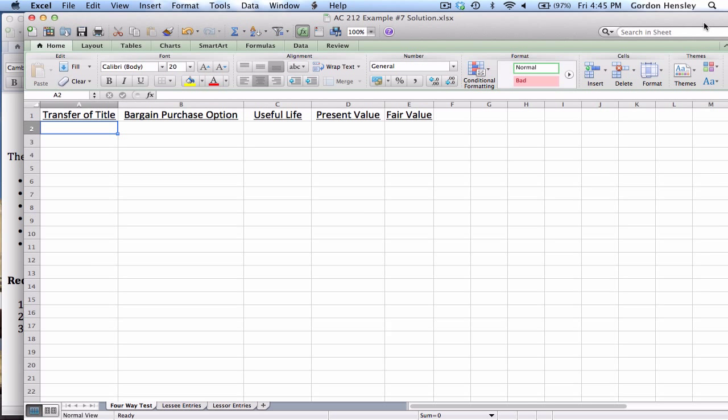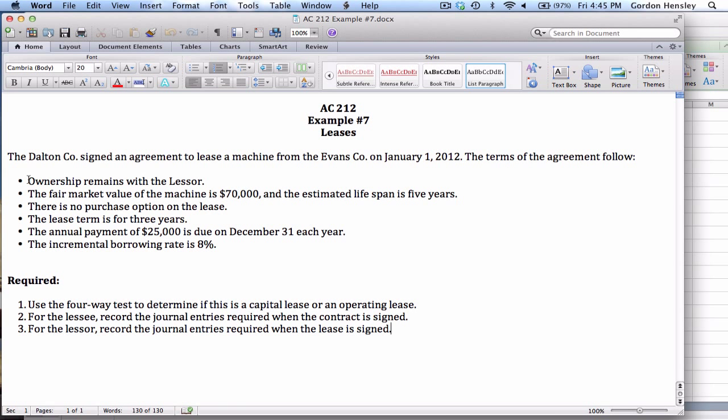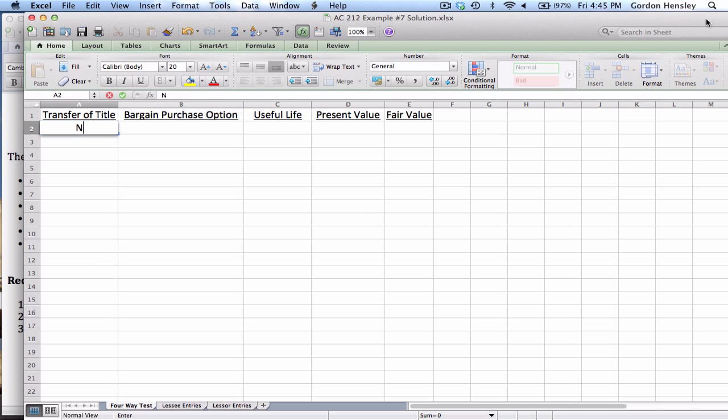Now, on the four-way test, the first test is transfer of title. And the question is, does the title or the ownership actually transfer? Well, in this case, it says right off the bat, ownership remains with the lessor. So that means on the very first test, I will say no, there's no transfer of title. And then that means I will proceed to the next test. Remember, as long as we say no, we keep proceeding to the next test. If we say yes to any of these, even one of them, automatically we're going to have to capitalize the lease. So, second test, bargain purchase option.